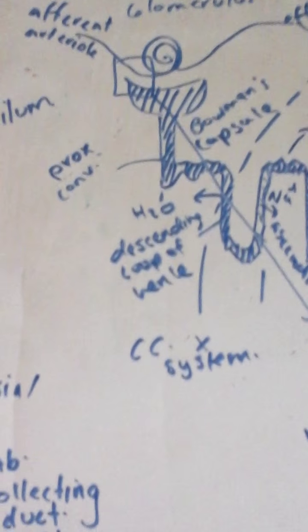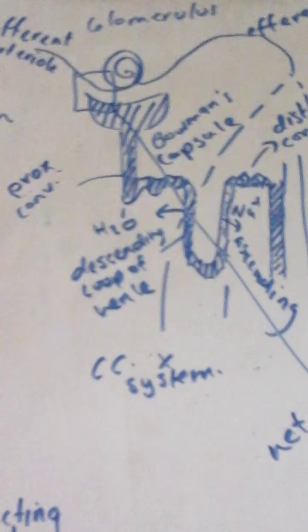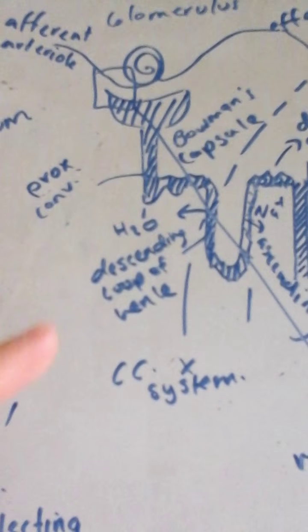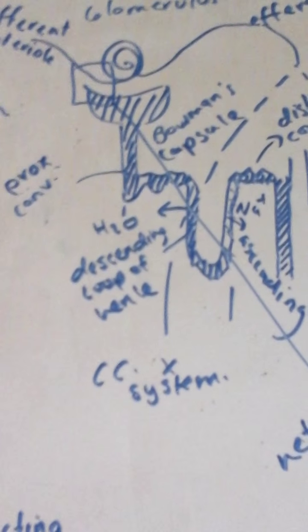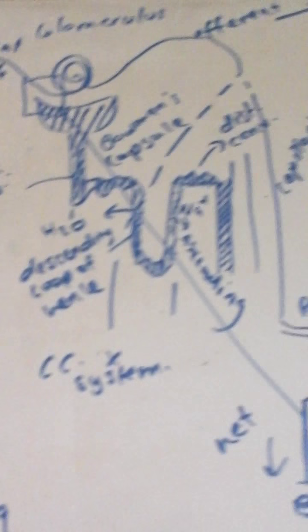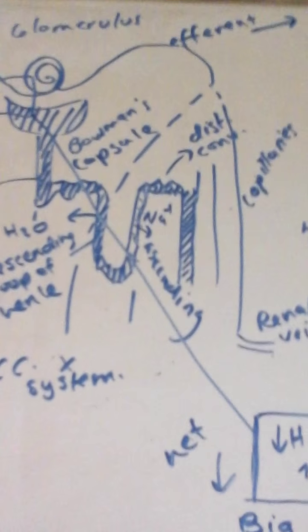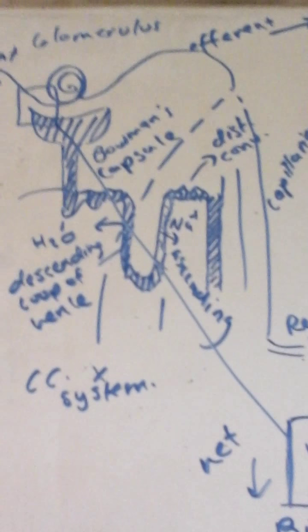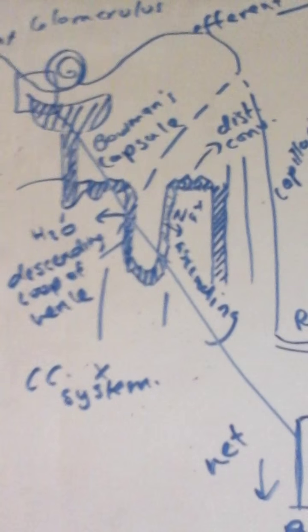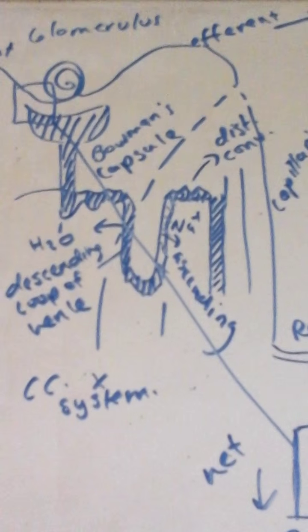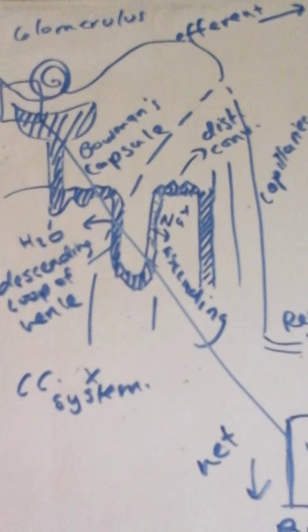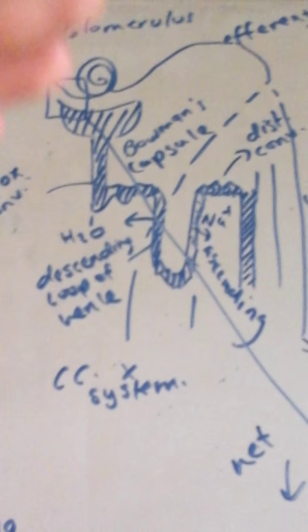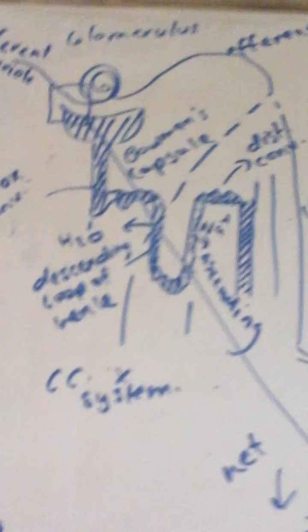So the descending loop of Henle is going to reabsorb water, and I'm going to explain why. As you go down, it reabsorbs more and more water. Okay, and then we have the ascending loop of Henle, which is not permeable to water, but it is to salts like sodium. So that means that if sodium is being reabsorbed by the cells that are next to the tubules, then there's going to be a higher concentration as we go down. So there's going to be a gradient of sodium, and water is always going to follow sodium.